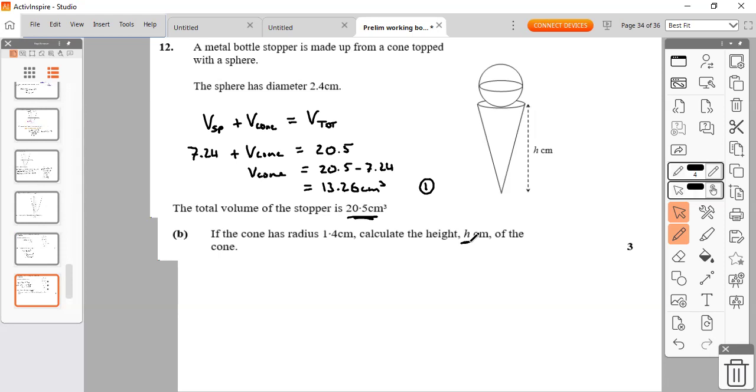Now the height is going to be part of our formula. So the volume of a cone, again, we're given this in the formula sheet, in the format of volume of a cone is 1/3 pi r squared h. We want to find h. Now we've got the volume, 13.26. We know what pi is, and we're given r in the question. So we need to rearrange it to find h.